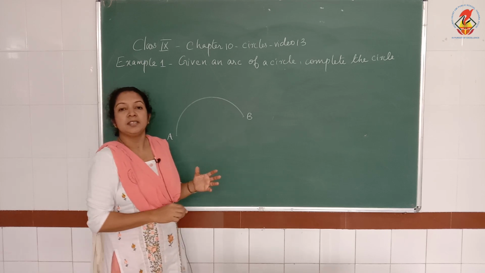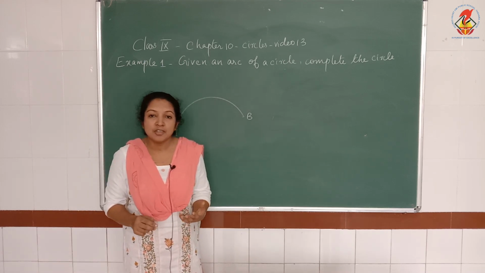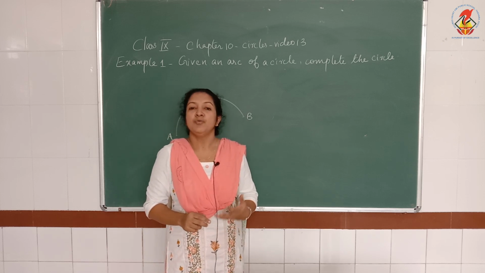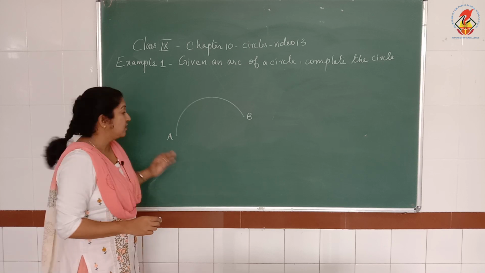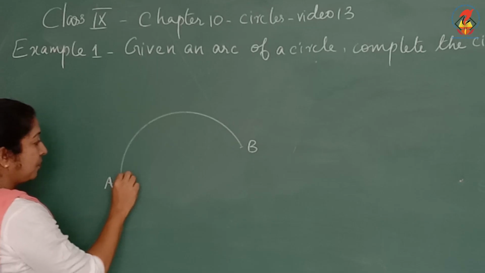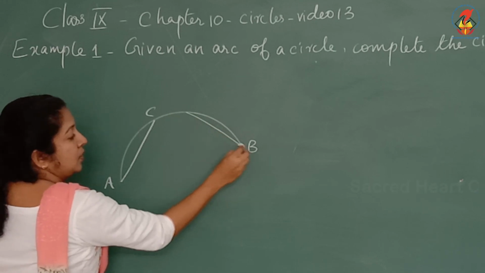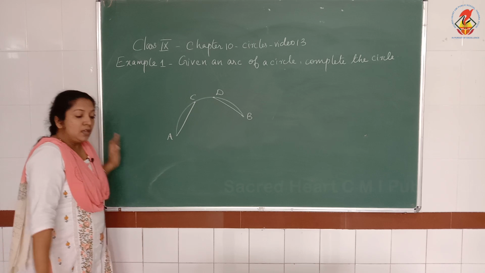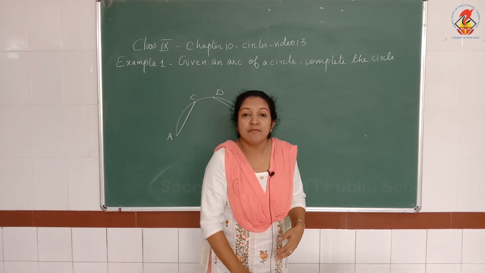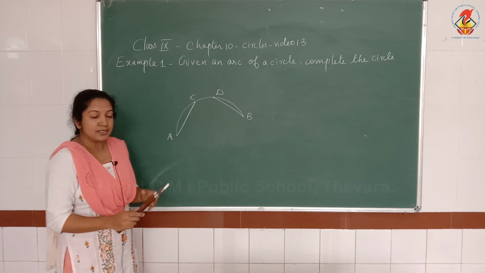For completing the circle, what we have to identify first is the center of the circle. For getting the center, we have to draw two chords of the circle. So I am drawing AC and BD as two chords. Then you have to draw the perpendicular bisectors of these two chords.